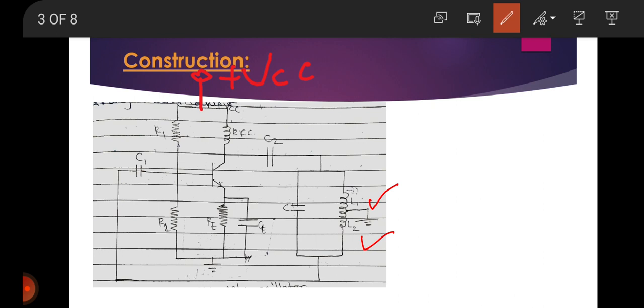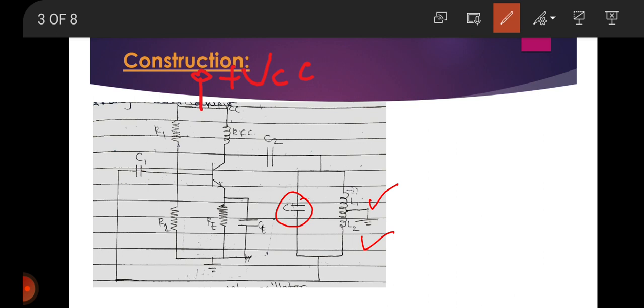The tank circuit is made up of L1, L2 and this capacitor C. So here L1, L2 and C is the feedback network which produces a phase shift of 180 degree. So here our feedback network is L1, L2 and the capacitor, which is the tank circuit.